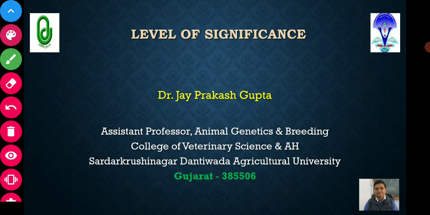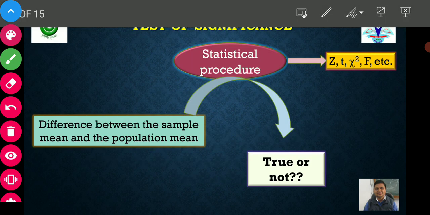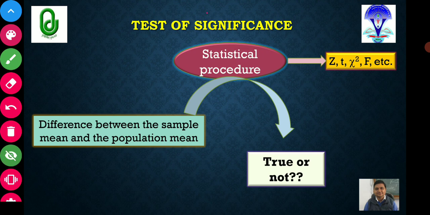So friends, the topic for today's discussion is level of significance. First of all, we have already seen what is test of significance. Once again, we will just see what is test of significance. What we are doing is seeing the difference between the sample mean and the population mean, or the sample parameter and population parameter, with a certain statistical procedure, and we find out whether this difference between the sample mean and population mean is true or not.